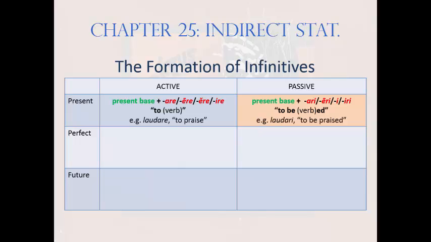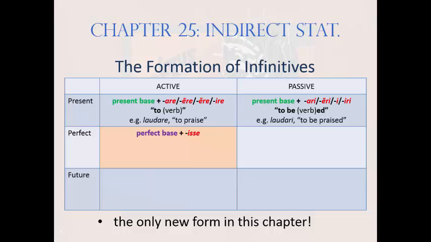Now, the fun begins, with the perfect active infinitive, formed by taking the perfect active base, what you get when you drop the first person singular -i ending from the third principal part, and add -isse. For all the horrors of indirect statement, this is the only new form introduced in Chapter 25. It translates as "to have whatever." For instance, laudavisse, to have praised.